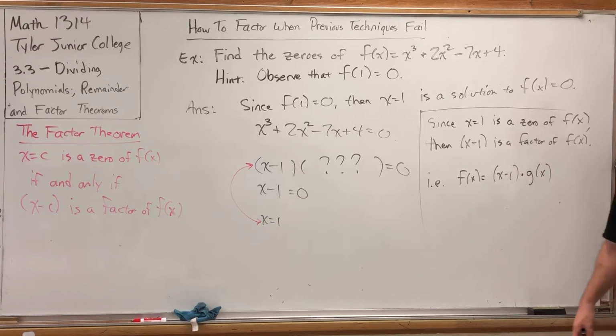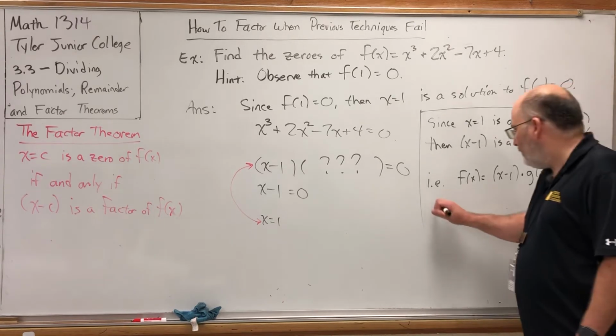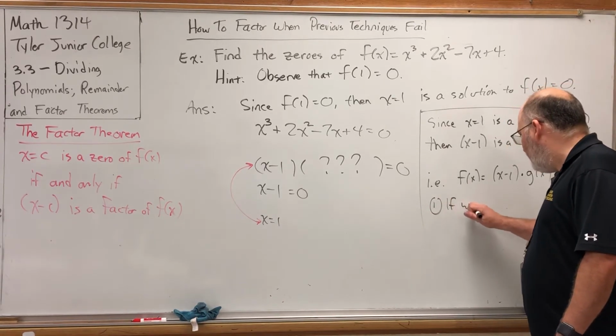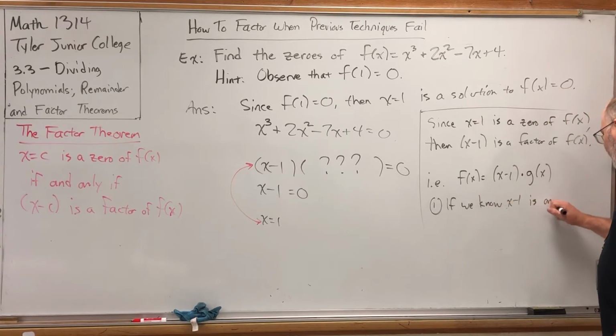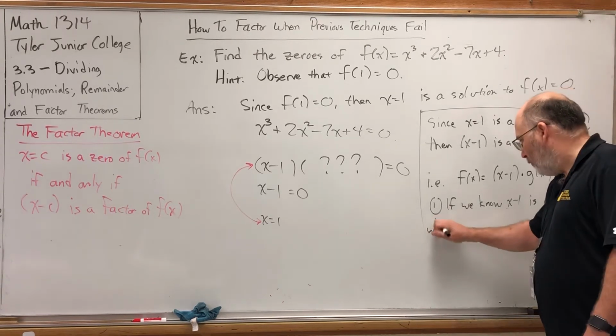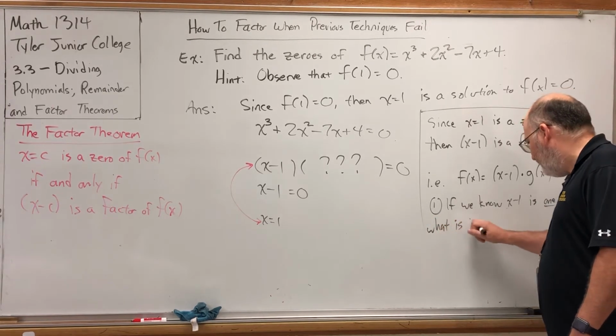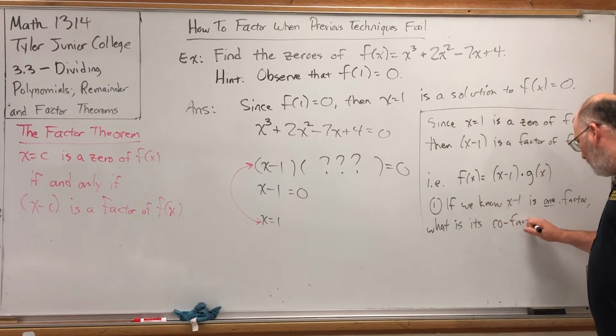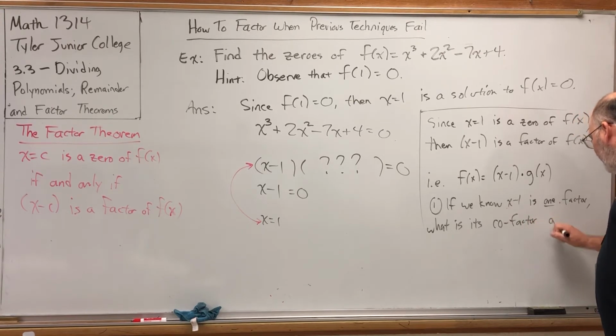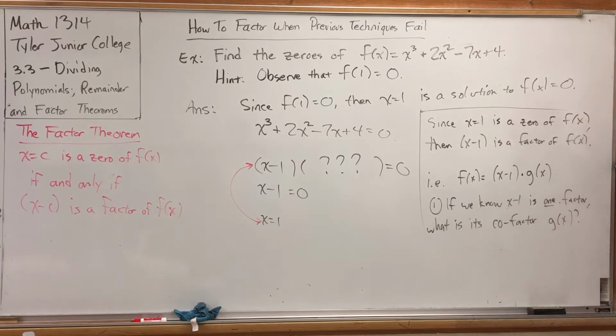And the two questions that this raises, number one, if we know x minus 1 is one factor, what is its, and I'm going to coin a new term here, cofactor, which we're currently calling g of x? You can't have one factor without another. A factor is part of a multiplication problem. So there's got to be another part to it. So if we know one factor, how do we get the other?